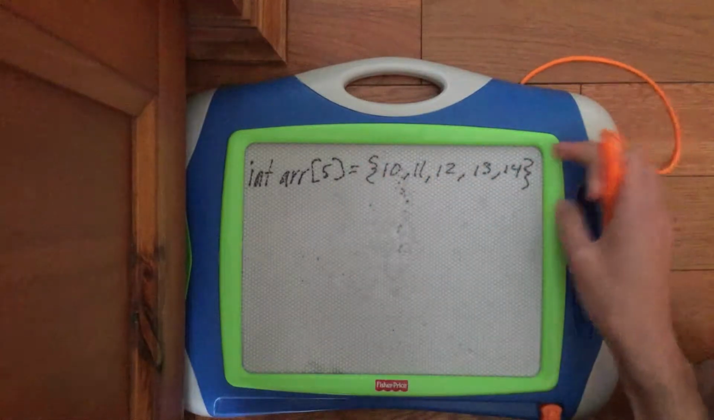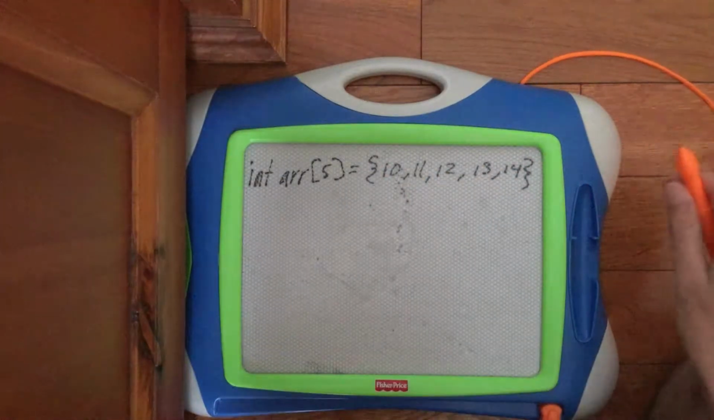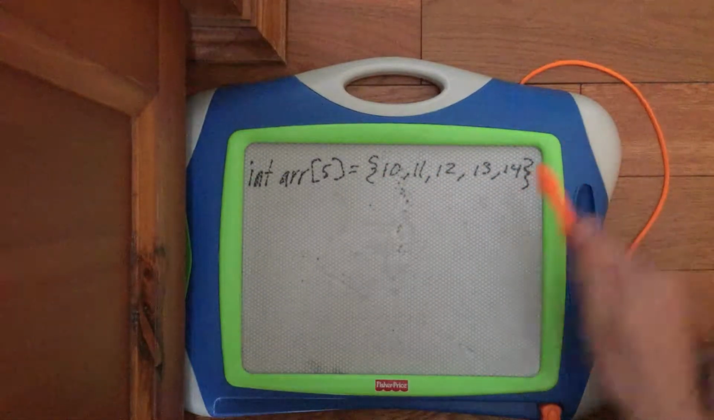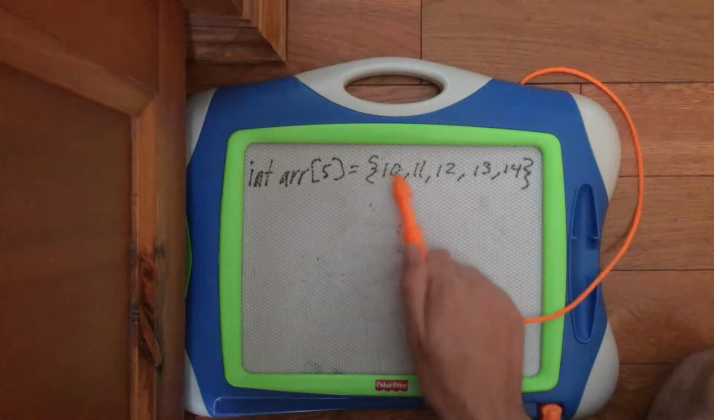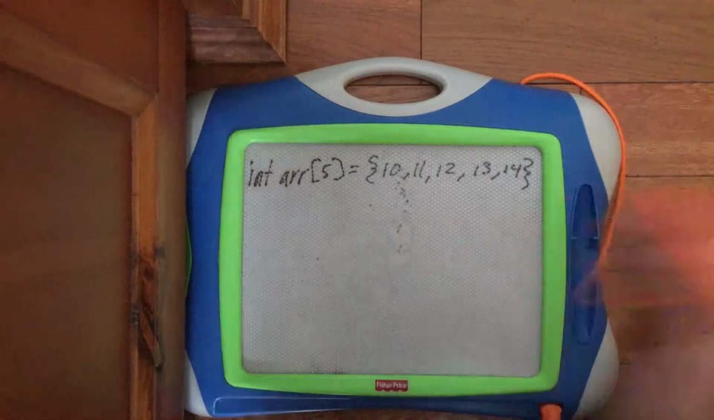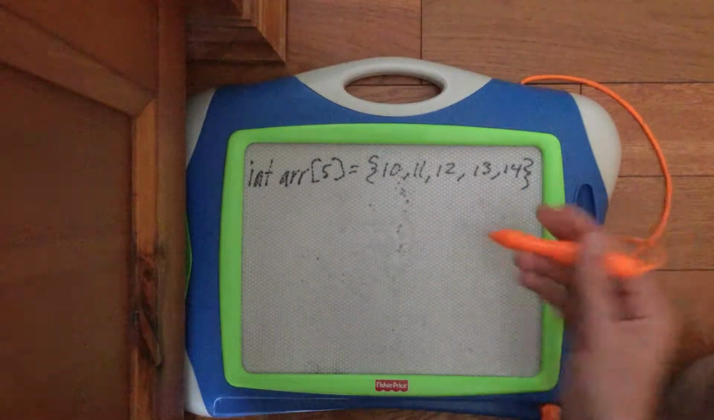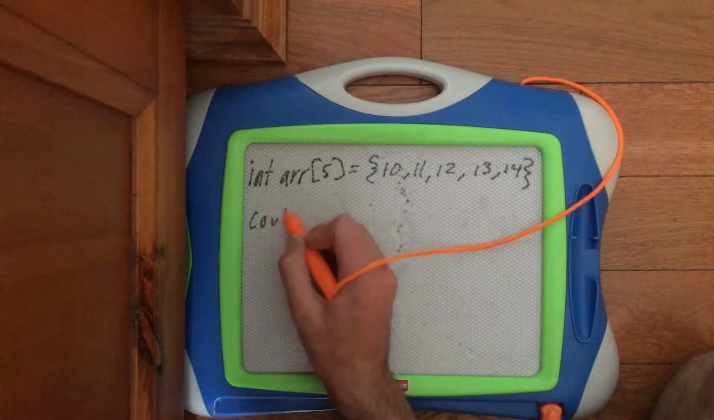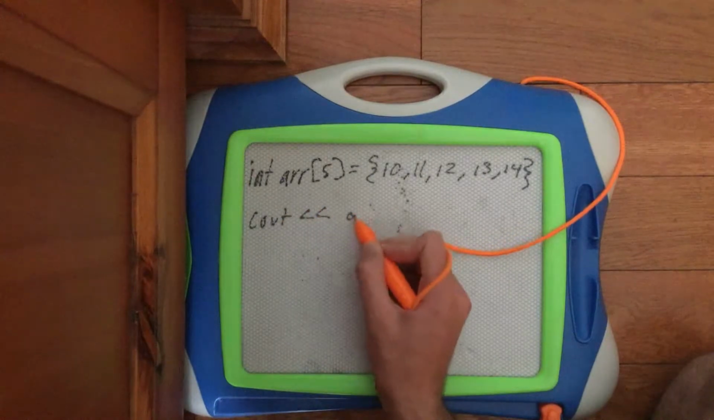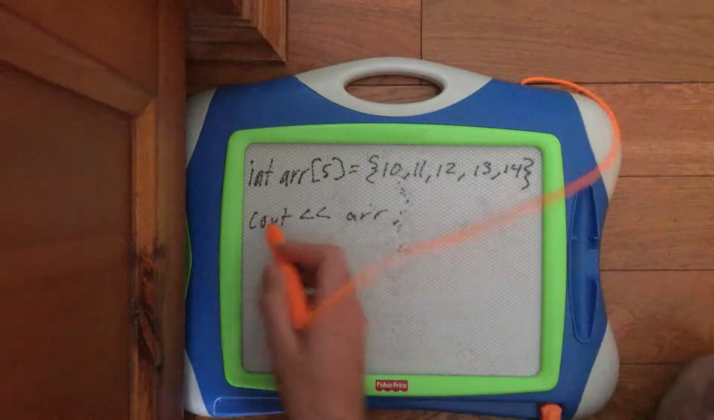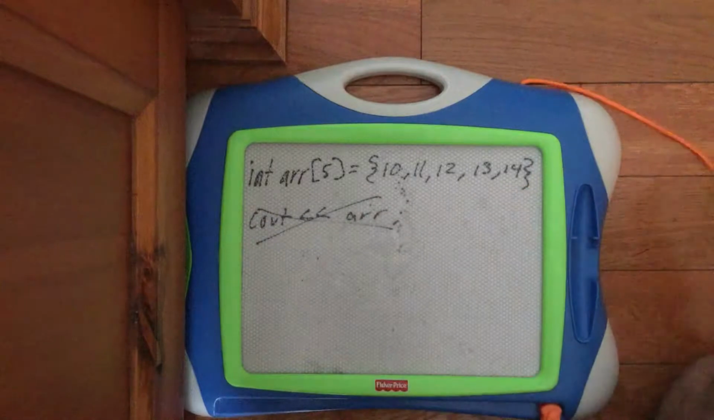Index 5 is out of bounds of the array, because that's just how arrays work, where the numbering starts at 0 instead of 1. So if you want to print all the elements of this array, your first guess might be to do cout array, just that. But unfortunately, this will not work. It will result in a compiler error.